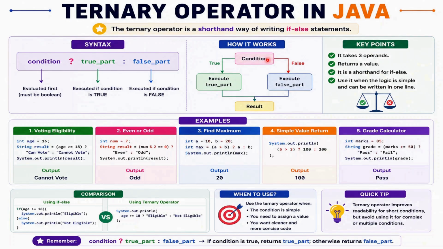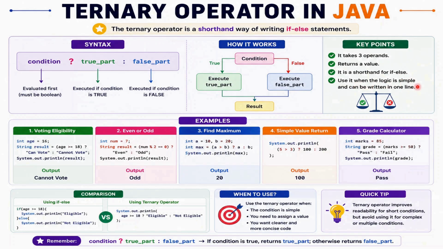Now how does it work? Suppose we have a condition. That condition can return a true value or a false value. If it returns a true value, then it will execute the true part. If it returns a false value, it will execute the false part. And based on that, we will get the result. So here are some key points related to the ternary operator. It takes 3 operands. It returns a value. It is just a shorthand for an if-else statement.